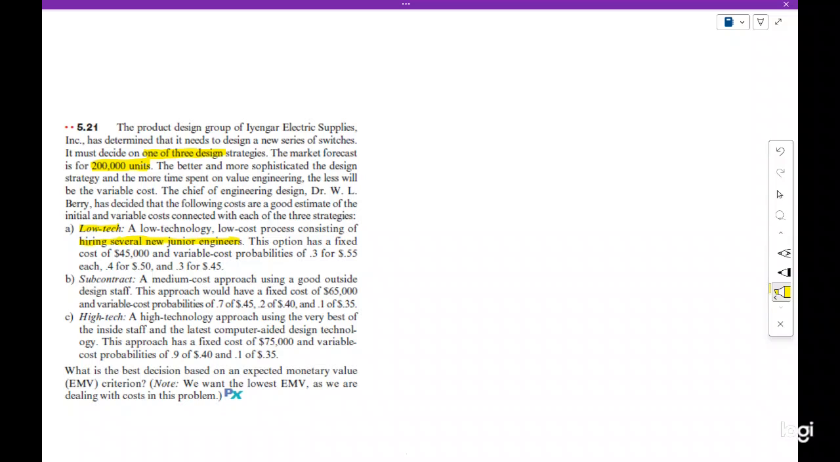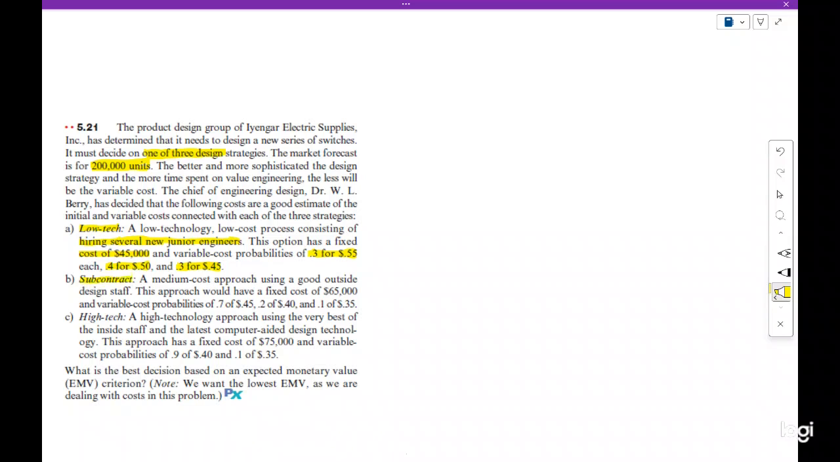Then this option has a fixed cost of $45,000, with variable cost probabilities of 0.3 for 0.55 each, 0.4, and 0.3 at 0.45. So subcontract. So they have an option to subcontract.